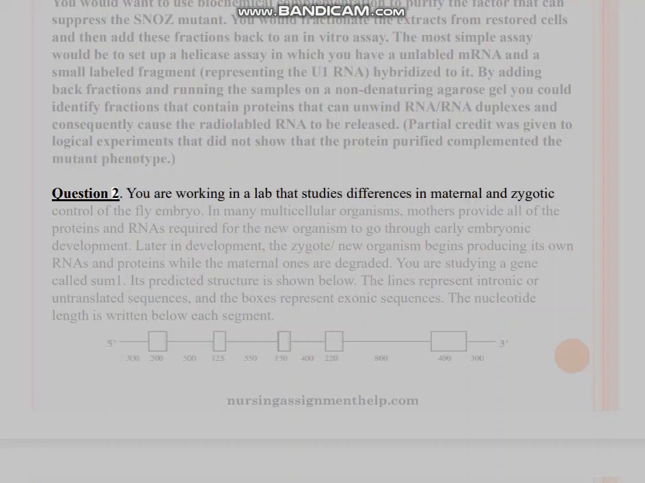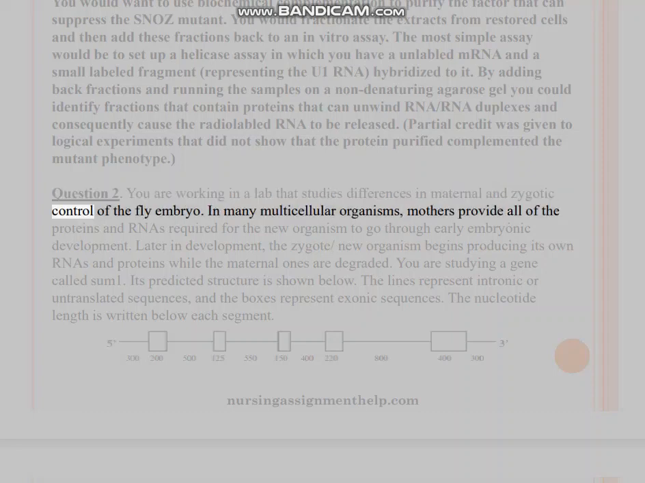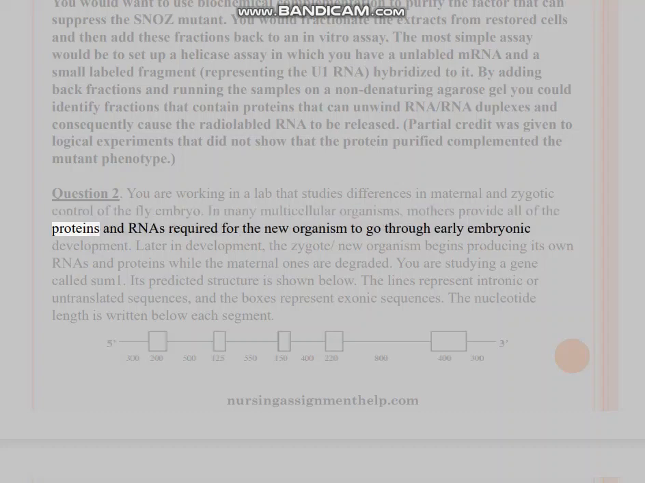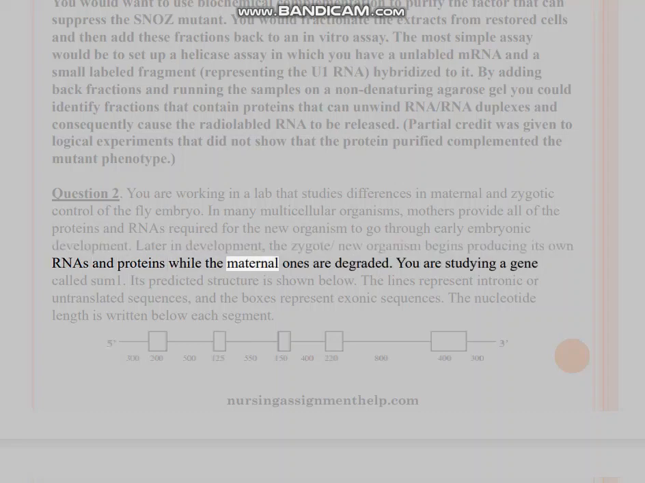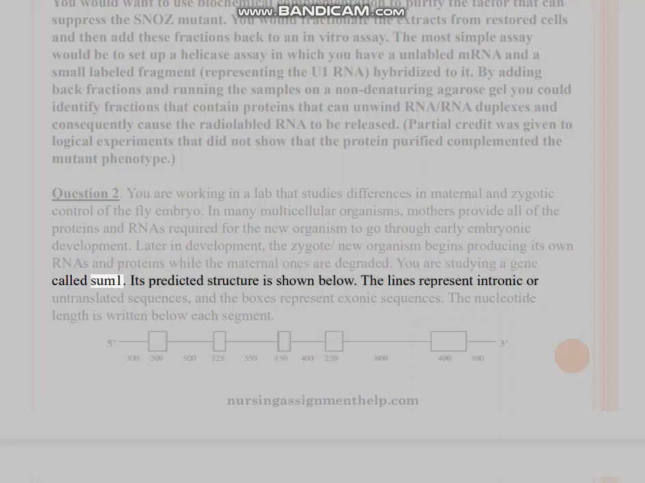Question 2. You are working in a lab that studies differences in maternal and zygotic control of the fly embryo. In many multicellular organisms, mothers provide all of the proteins and RNAs required for the new organism to go through early embryonic development. Later in development, the zygote, the new organism, begins producing its own RNAs and proteins while the maternal ones are degraded. You are studying a gene called SOM1.